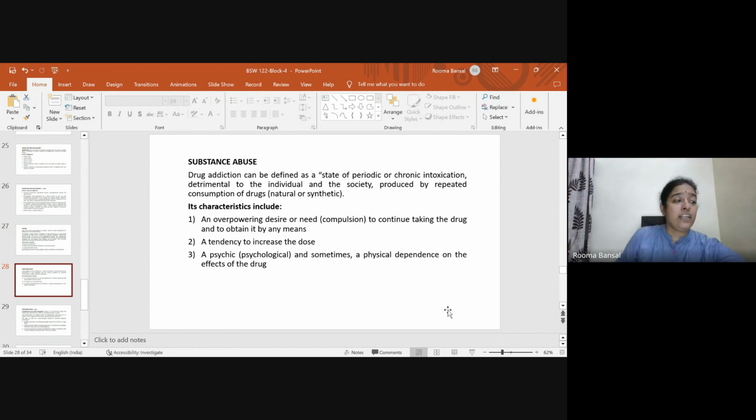Here, intoxication means getting addicted. In Hindi, we can say nasha karna. Intoxication means nasha karna. And detrimental means which is harmful to the individual and the society, produced by repeated consumption of drugs.